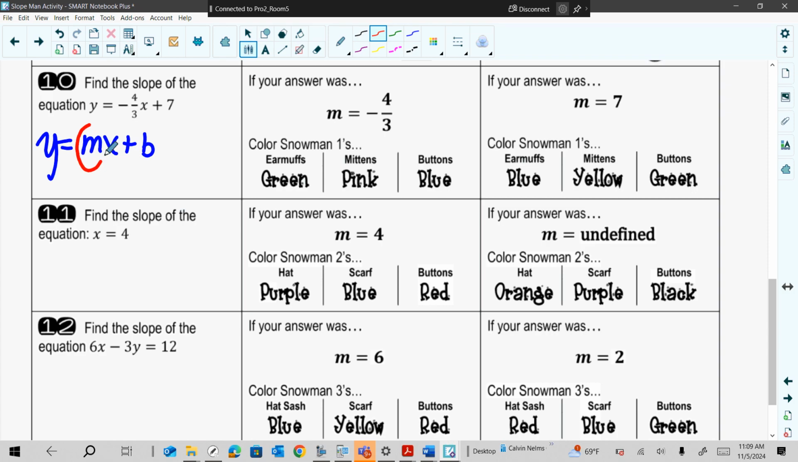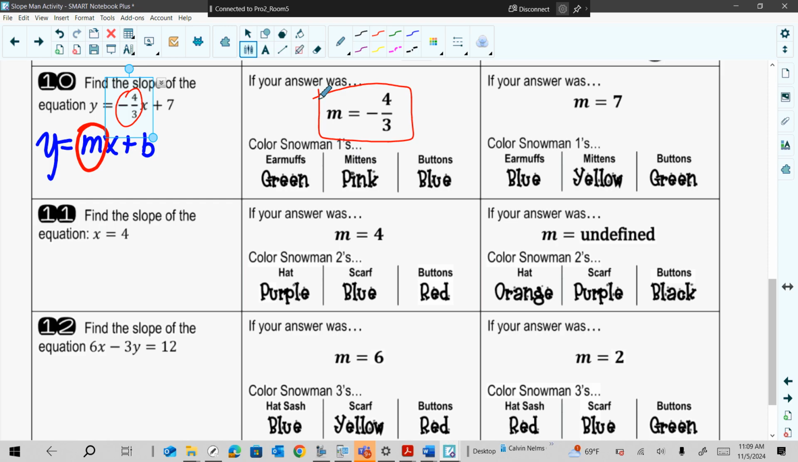We circle what's in front of x as long as the y is isolated. So on number 10, what is the slope? Yep, circle the negative 4/3. So this is our answer.